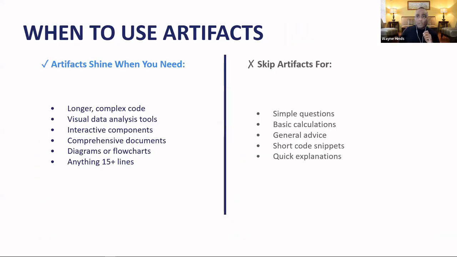All right. When to use artifacts. Typically, you use them when you have more complex, longer code, or data that you need to visualize, like an analysis tool, for example, interactive components, or even comprehensive documents. Diagrams and flowcharts are perfect for this. But anything with 15 lines or more.